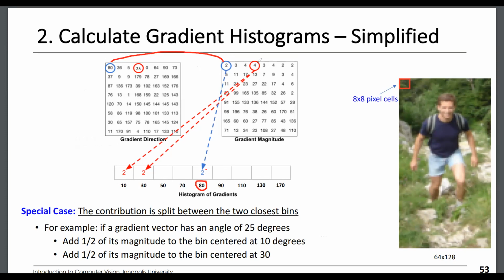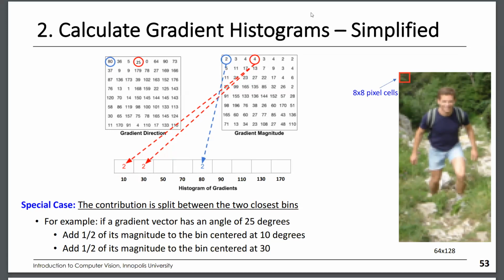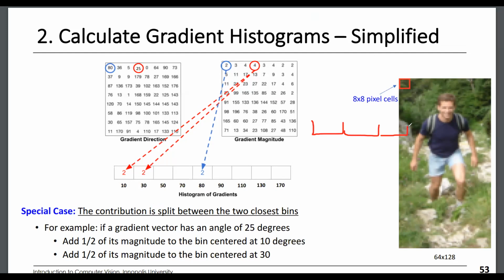This one, for example, is 4 with 25. 25 is definitely between 30 and 10. So what we do is we split its amplitude between 30 and 10. If you have 50, you put it directly in the 50. If you have something between 50 and 70, you split it between 50 and 70. This is just how they decided to do it. You could have just taken the bins directly by using these intervals, but this works.